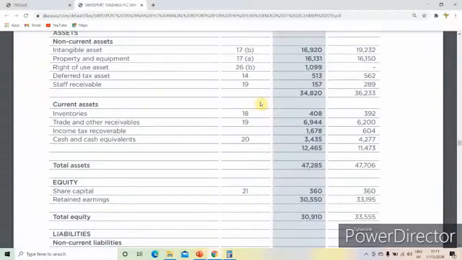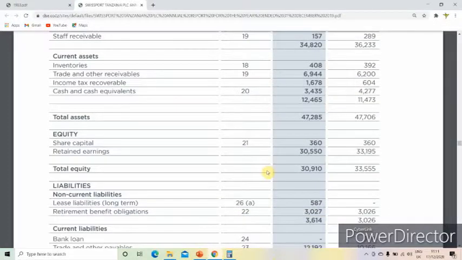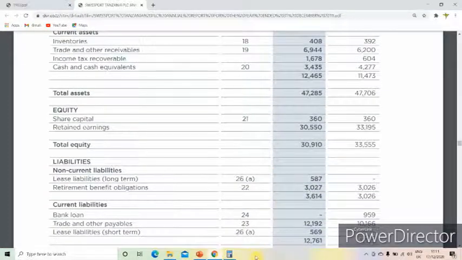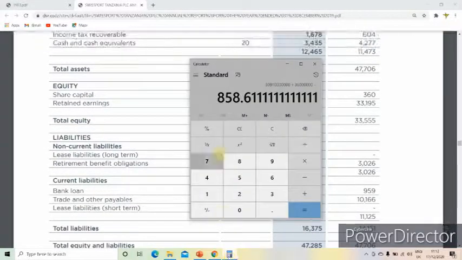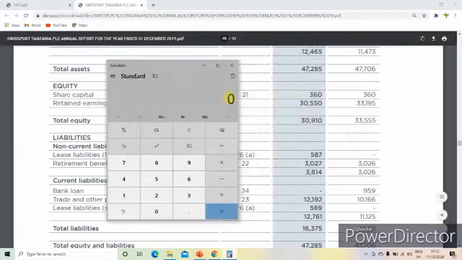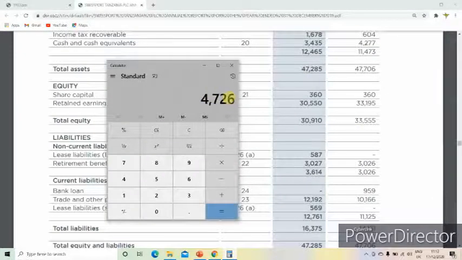Explaining a bit further, net assets is basically the difference between the total assets and the total liabilities in a company. So to prove that, we could take the total assets recorded in Swissport, which is 47,285,000,000, and deduct from that 16,375,000,000, which are the total liabilities, and we should be able to get the net assets, which are 30,910,000,000. So then this figure right here is equal to this figure right here. So it's basically the same thing.